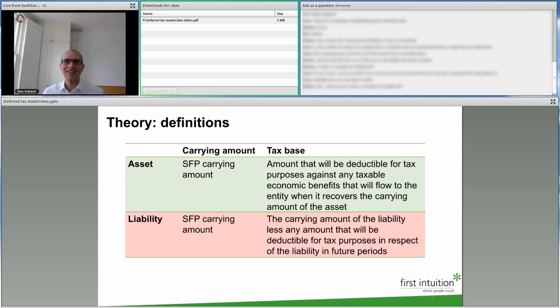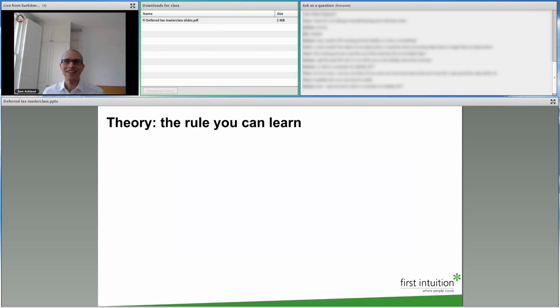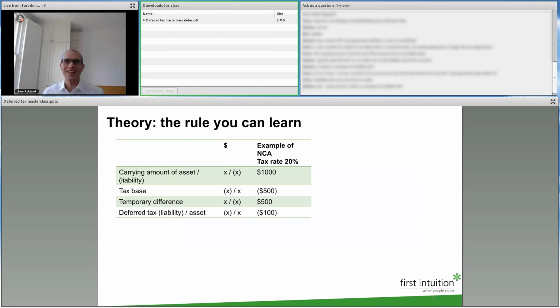So with a liability on the statement of financial position, you've got the carrying amount, you compare it to the tax base, and we get to the deferred tax situation. An example of a liability on the statement of financial position, well, it can be anything. It could be a loan, it could be a lease liability, anything that's on your statement of financial position as a liability.